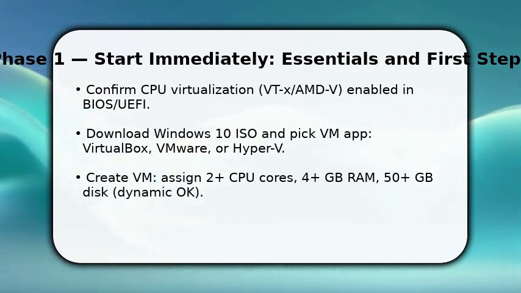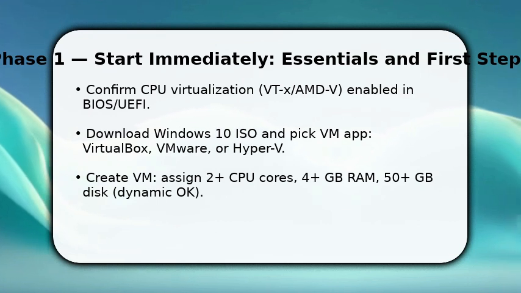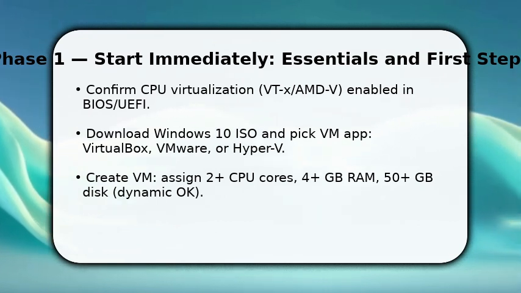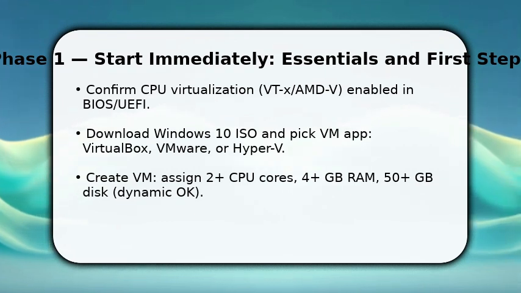You'll assign at least 2 CPU cores, 4 GB of RAM, and a 50 GB virtual disk. Then point the VM's optical drive to the ISO. Make sure networking is set to NAT for internet during install.